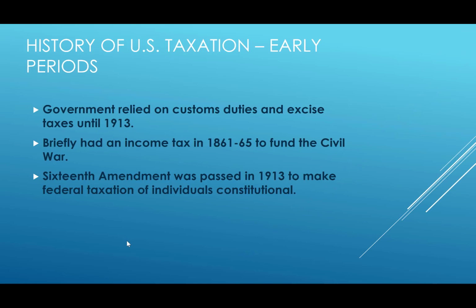Okay. Now, just taking a look at the history of taxation in the United States, basically the federal government relied on customs duties and excise taxes until around 1913, when they passed an amendment to the Constitution, the 16th Amendment, that would allow them to tax income. So up until then, the federal government needed revenue, and it got it through, say, duties. You're going to be importing something from another country, and they're going to make you pay a duty on that, right?